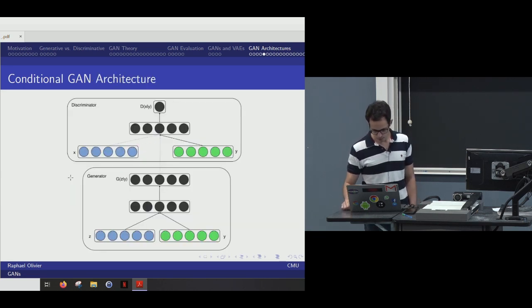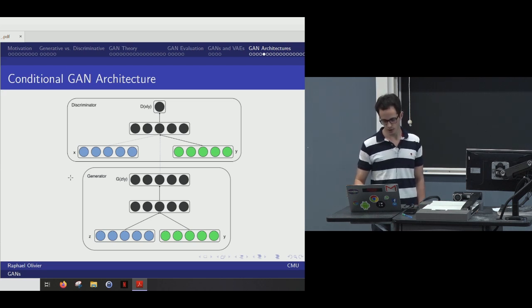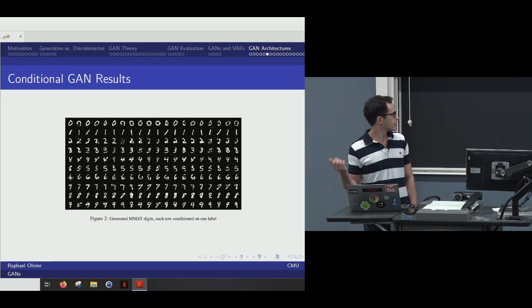So yeah, again, if the picture helps you understand how this works, there you go. You just concatenate the z and the y, and you get the x and the y, and that's the input that your networks are going to take. Here are the results that you get if you do that on the original condition again.